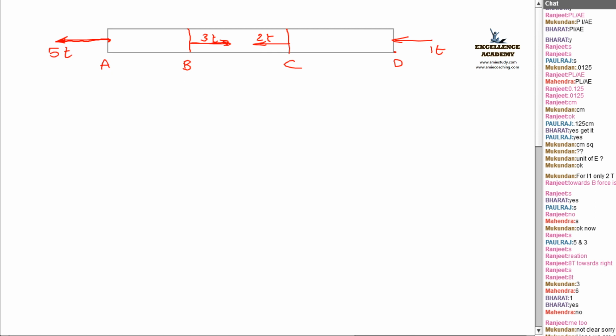First of all, I take a part of this body and draw the free body diagram. I take the part AB. Now you're thinking a lot, it's very simple. Listen. AB is taken. What is the force acting on AB? Take this one, 5 ton is acting. So what must be there on the opposite side to balance this one? 5 ton is required. Agreed?